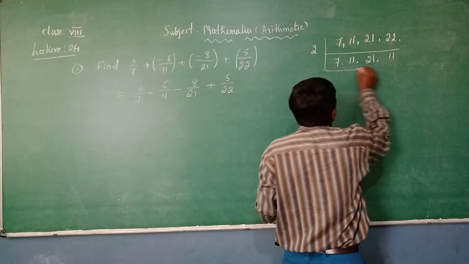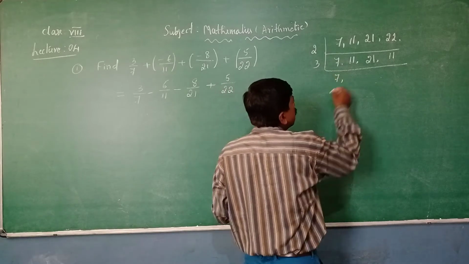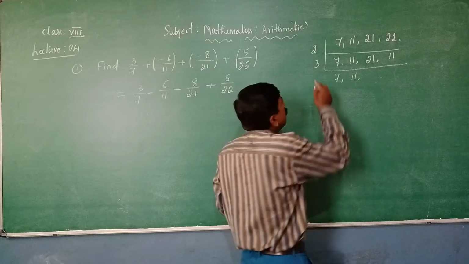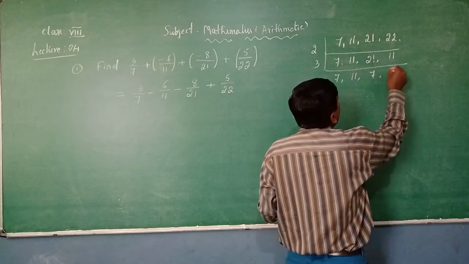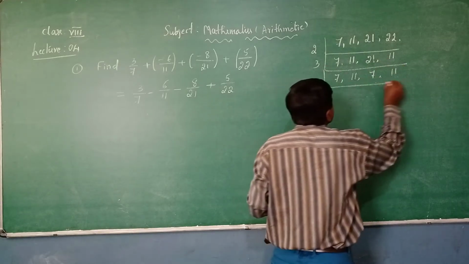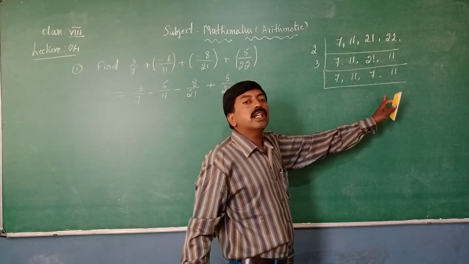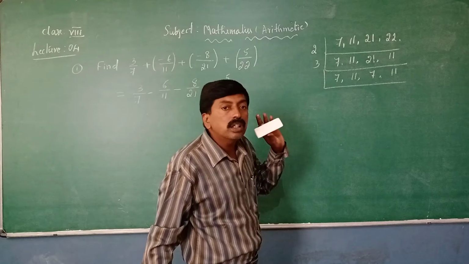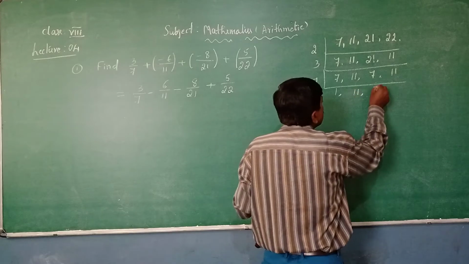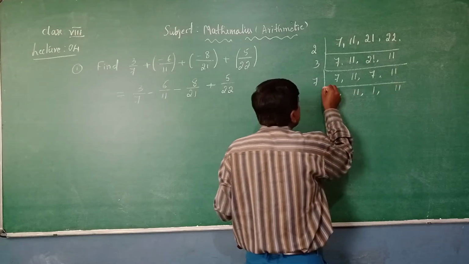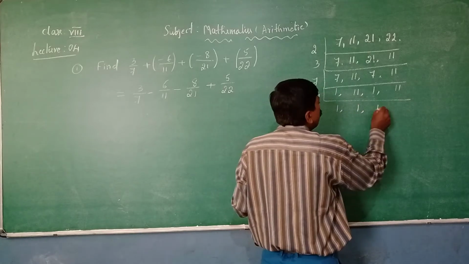Again select the next prime number, that is 3. 7 will not divide, so write as it is. 11 will not divide, write as it is. 3 7s are 21. And 11 will not divide, write as it is. Next prime number 5. 5 is not necessary because there is no factor of 5 here. Now select 7. 7 ones are 7, 11 as it is. Again select the prime number 11. 11 ones are 1.